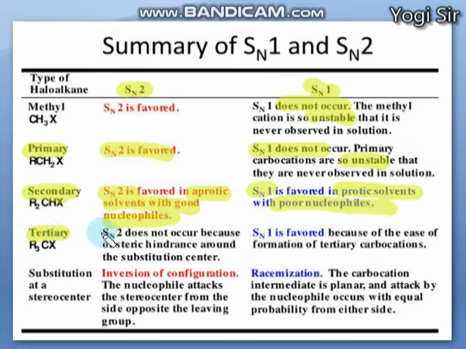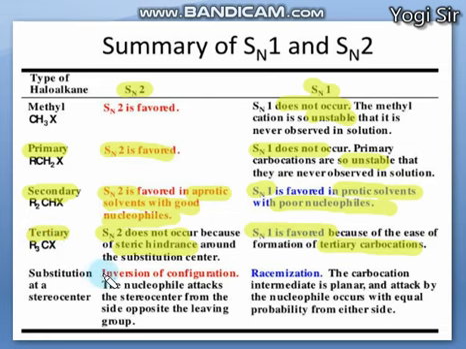While tertiary does not undergo SN2, because we know that there is steric hindrance; the larger groups will not allow the nucleophile to bind with this carbon, right? So tertiary SN2 is not seen, while SN1 is favored for tertiary because, as we know, tertiary carbocations are more stable, so it is favorable with tertiary alkyl halides.